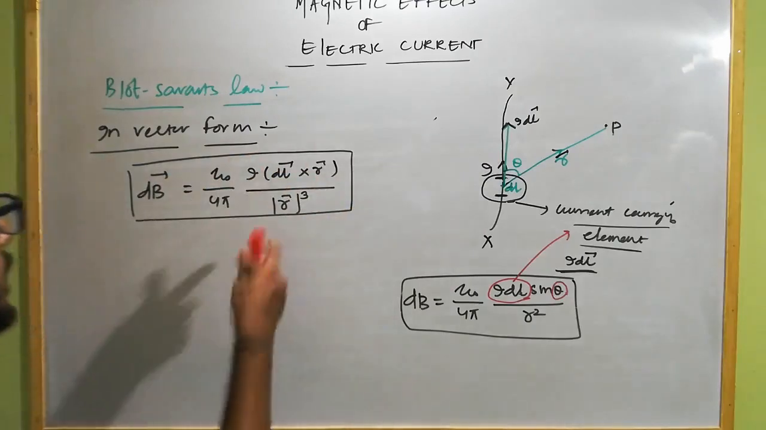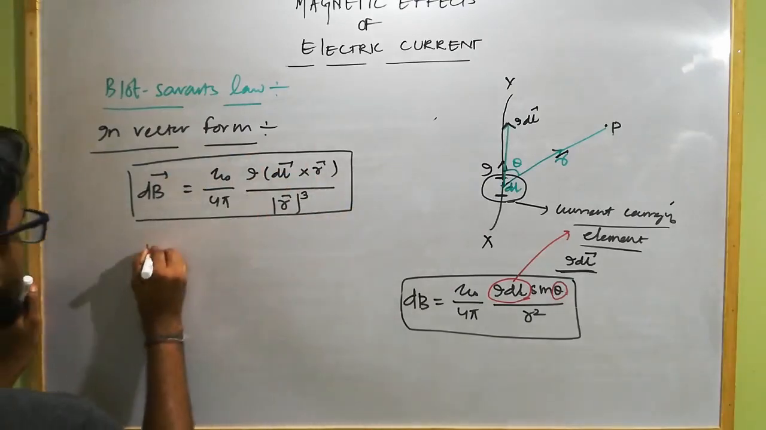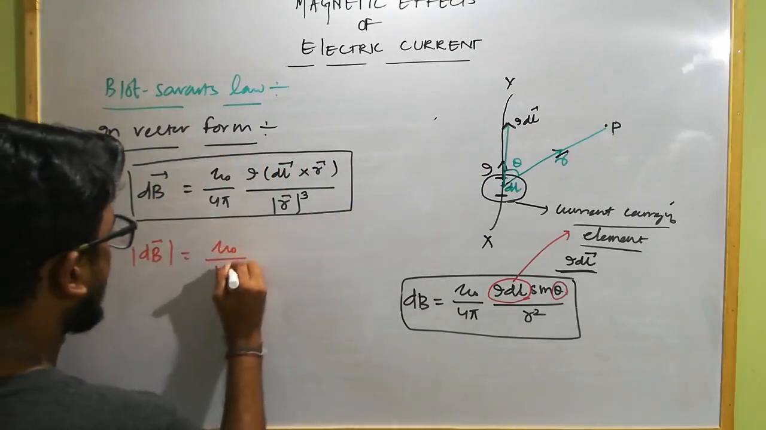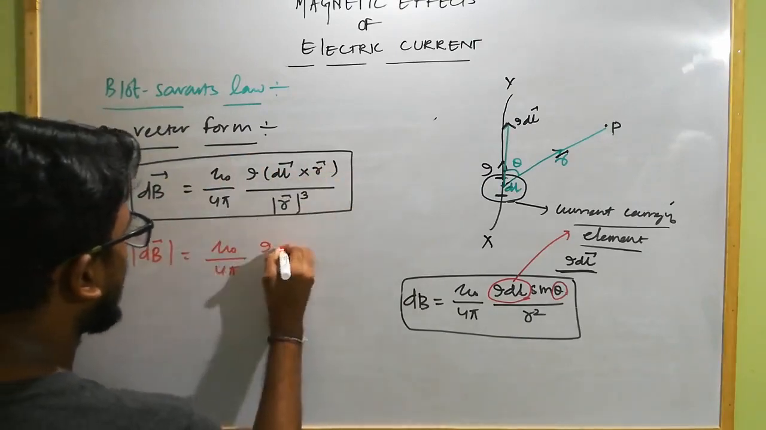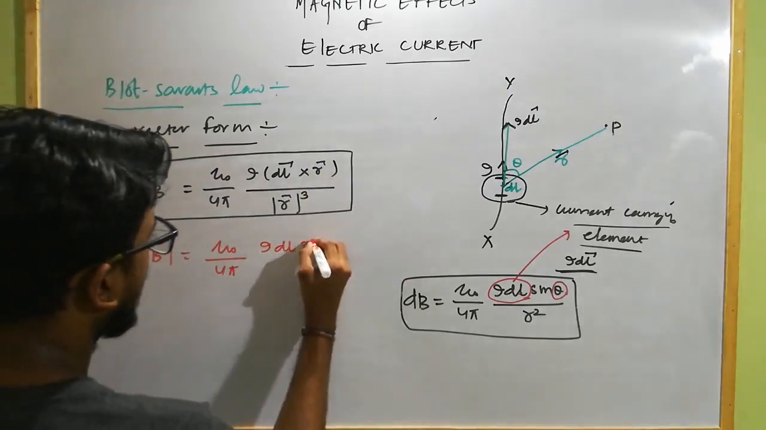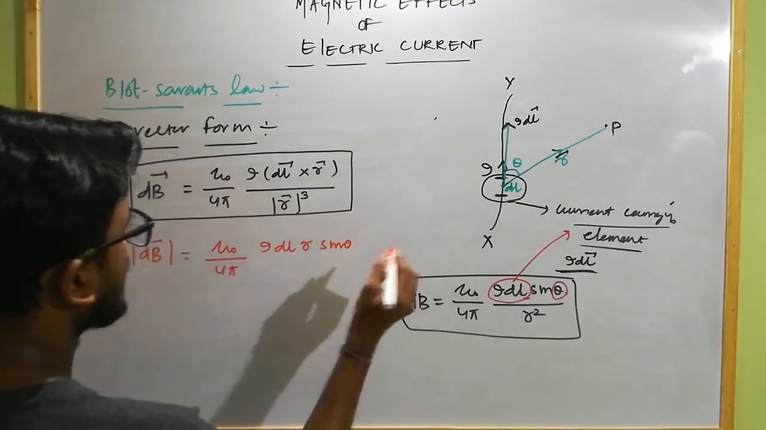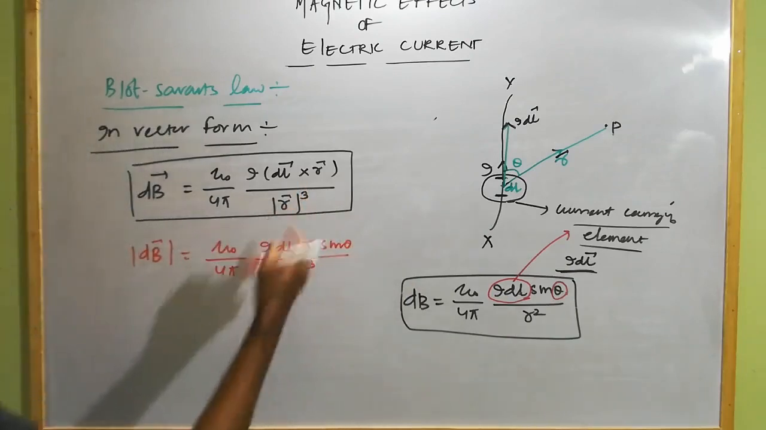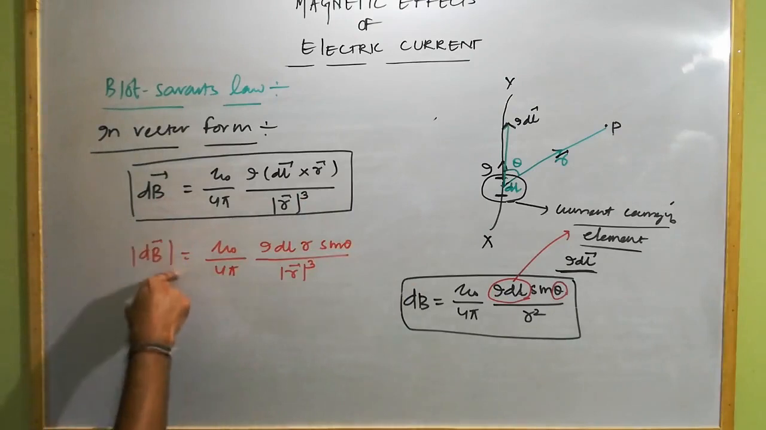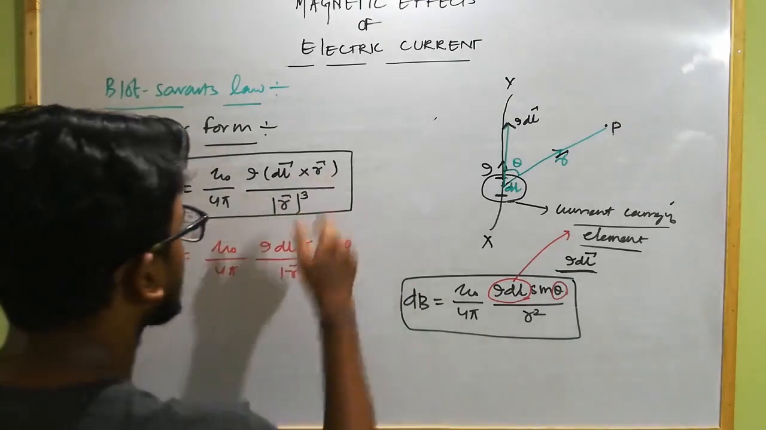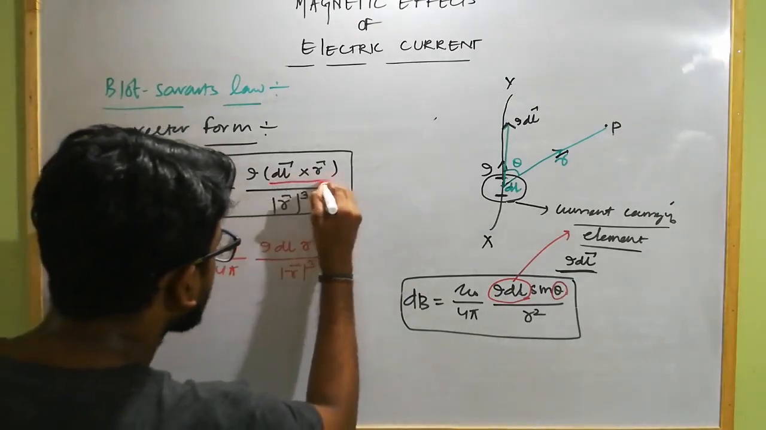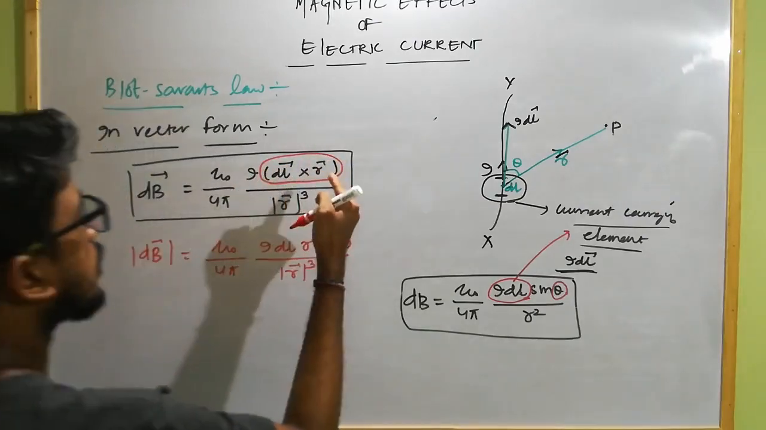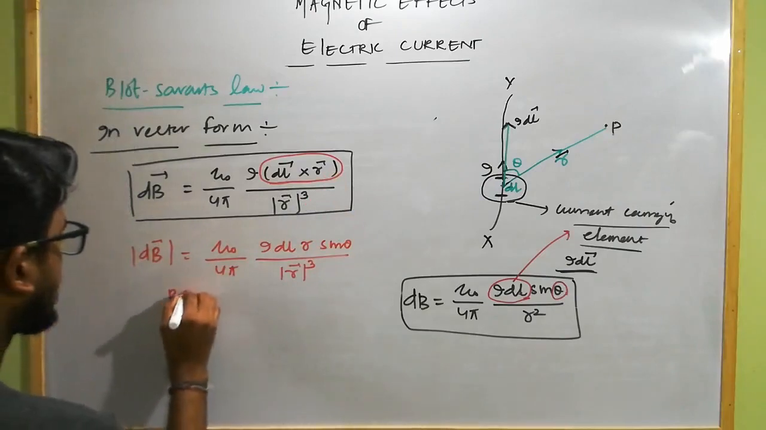of vector quantity, and its magnitude can be written as dB mod will be how much? Mu naught by 4 pi, this cross product will be I dl R sin theta by R vector mod cube. So this is the expression for the magnetic field strength in scalar form. And what will be its direction? As this is a cross product, dl cross R, so the direction is always obtained by using right hand thumb rule.